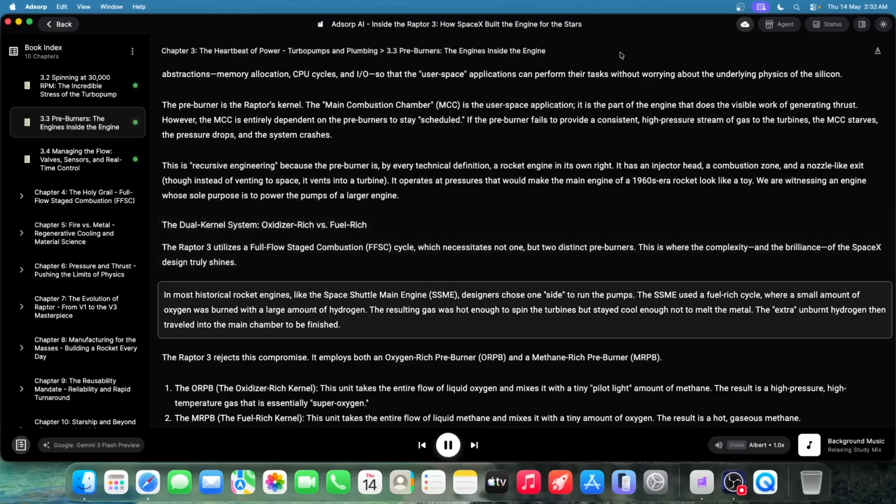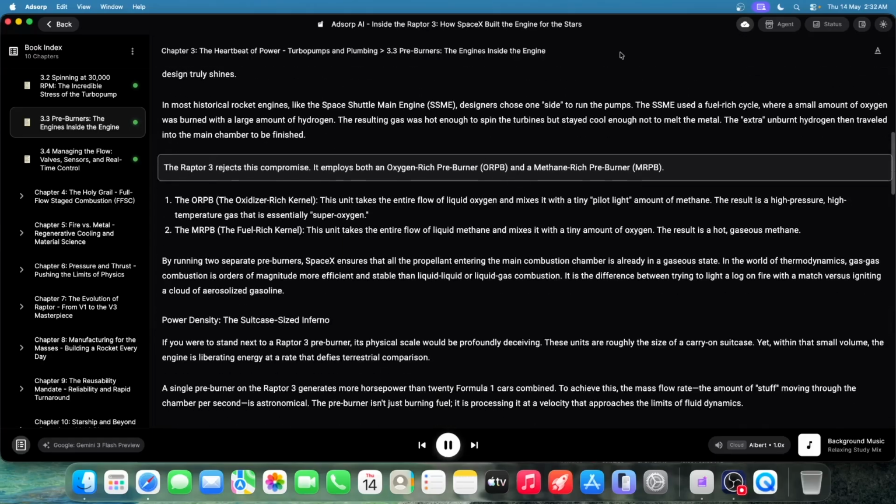And in most historical rocket engines, like the Space Shuttle main engine, designers chose one side to run the pumps. The Space Shuttle main engine used a fuel-rich cycle, where a small amount of oxygen was burned with a large amount of hydrogen. The resulting gas was hot enough to spin the turbines, but stayed cool enough not to melt the metal. The extra unburnt hydrogen then traveled into the main chamber to be finished. And the Raptor 3 rejects this compromise. It employs both an oxygen-rich preburner and a methane-rich preburner.